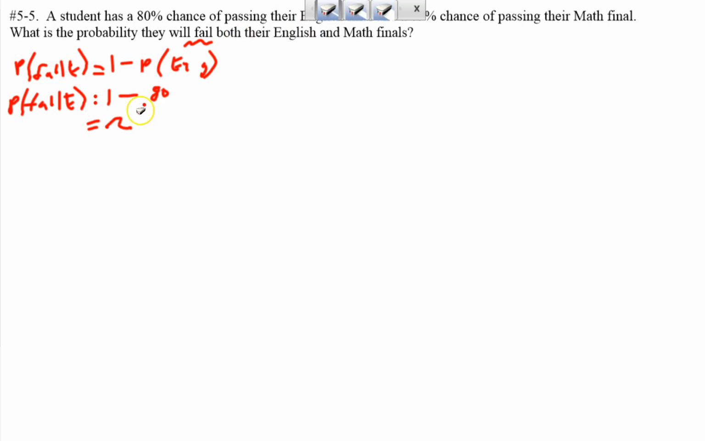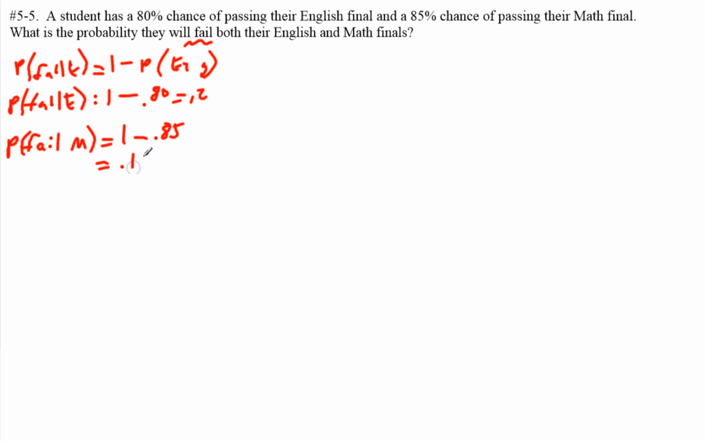It's really getting hard to see this. Okay, so the probability that they would fail their English final is 0.2. Okay, and the probability of failing math, I'm going to use M for math, will be 1 minus the probability of passing math, which is 85%, they say. And so that would be 0.15. So let's first start by finding out the probability of failing these two things. Okay, and then let me switch colors here.